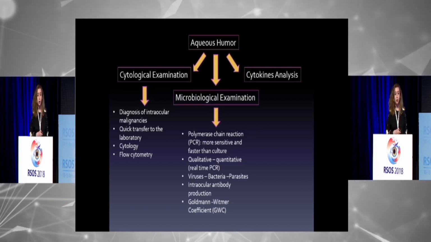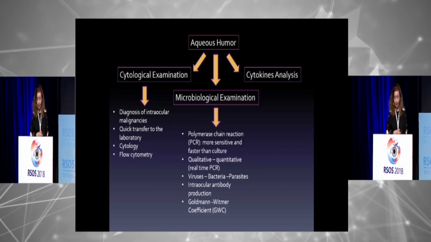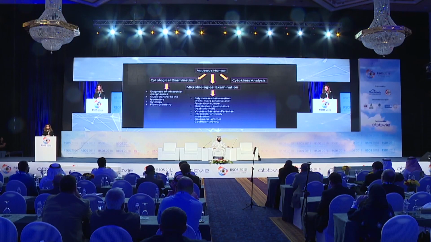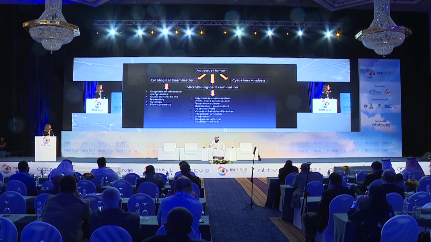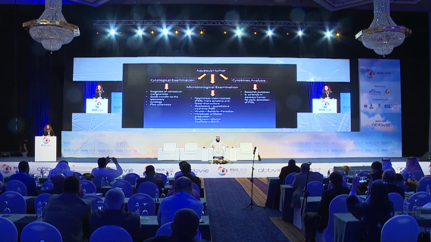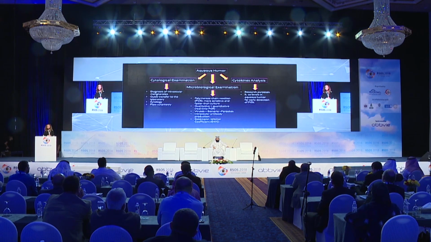Microbiological examination of aqueous humor is by far the most well-known technique. We use mainly PCR, which is more sensitive and faster than culture. It can be made qualitative or quantitative, and with PCR we can detect the DNA of viruses, bacteria, and parasites. We can also assess intraocular antibody production in aqueous humor through the Goldmann-Witmer coefficient. Finally, cytokine analyses are mainly used for research purposes. Nevertheless, IL-10 level in aqueous humor is clinically very important for early detection of primary intraocular lymphoma.